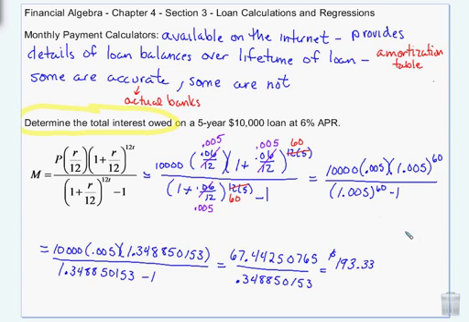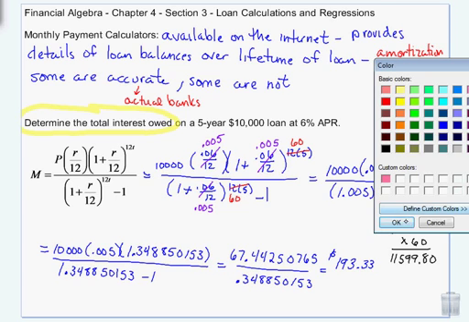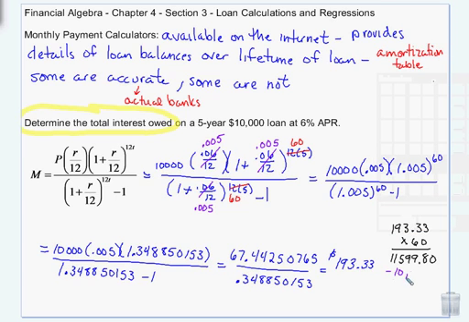I have 60 payments, which means in total I'm going to be paying $11,599.80. And from that, I'm going to take away my original $10,000 loan. And so my total interest is $1,599.80.